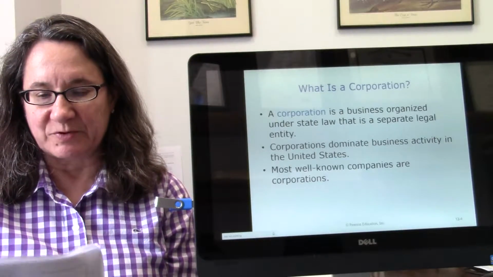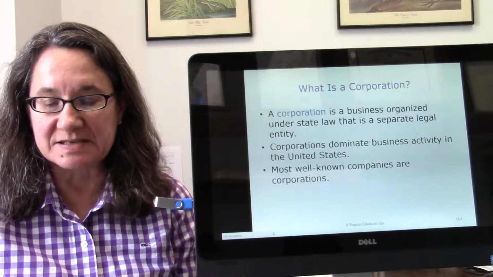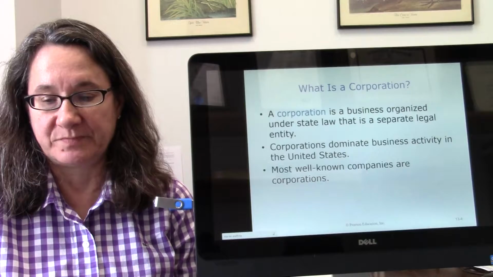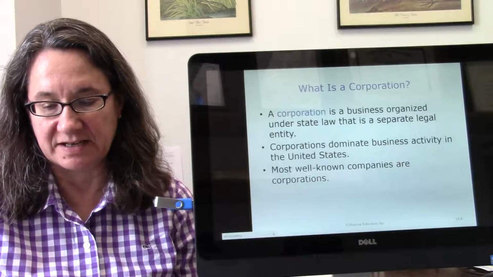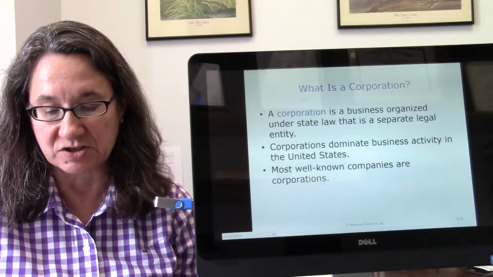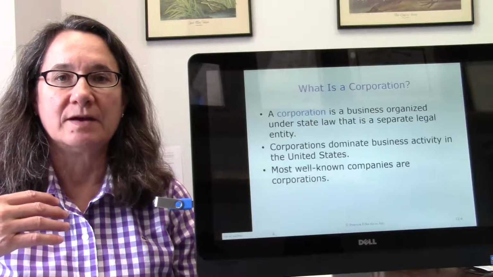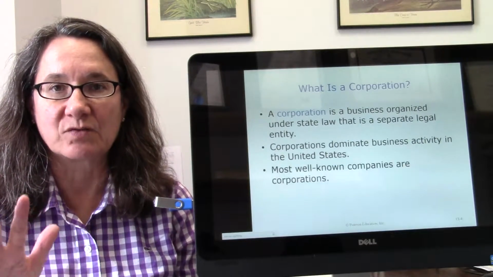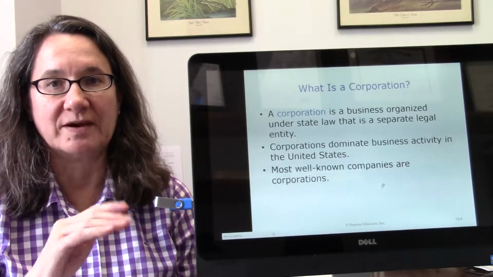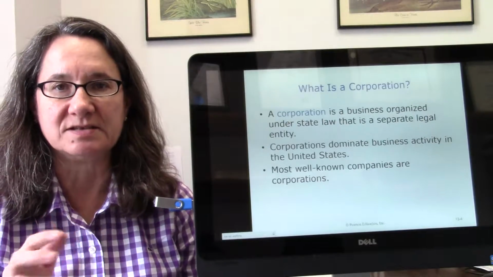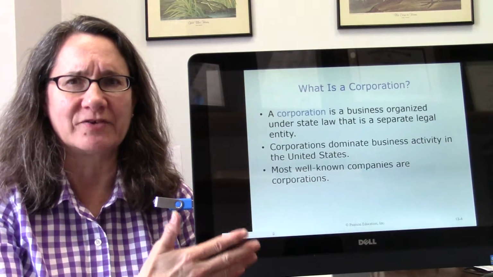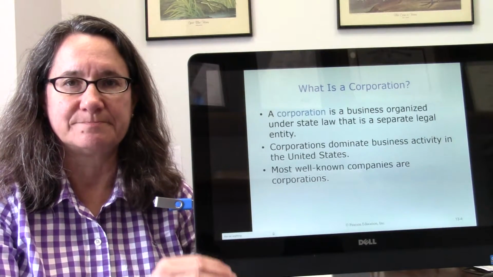As introduced in earlier chapters, a corporation is a business organized under state law that is a separate legal entity. Corporations dominate business activity in the United States. Most well-known companies are corporations and tend to be large multinational businesses. So it's separate from the person who owns it. That's one of the important things about corporations. But as you know, there are different ways to organize businesses: sole proprietorship, partnership, corporation. And that's what we've pretty much been following all semester, the corporate financial statements.